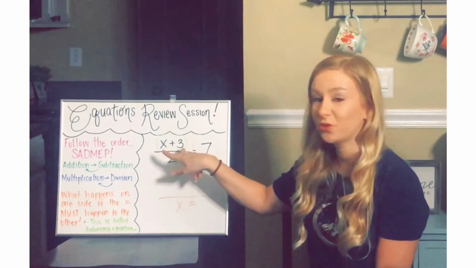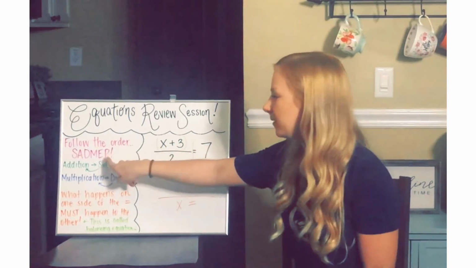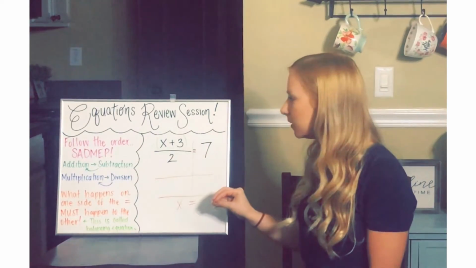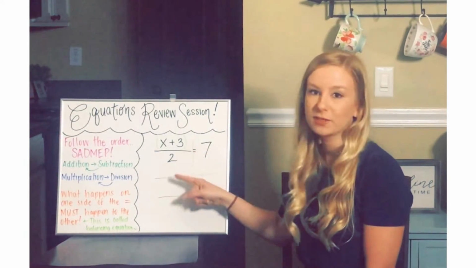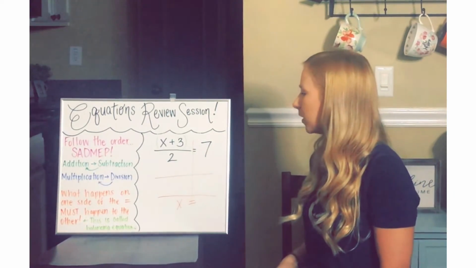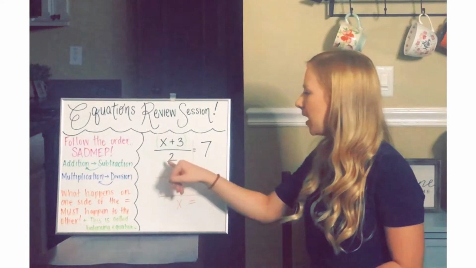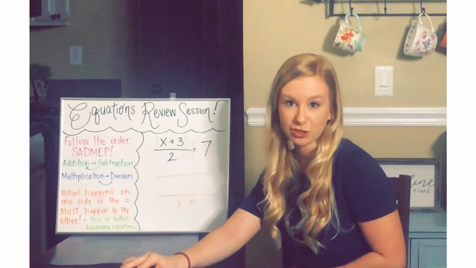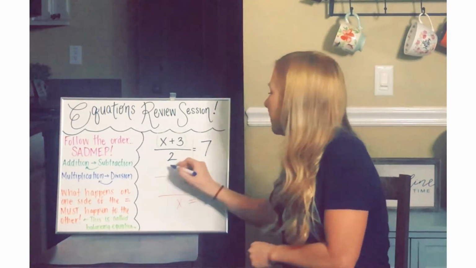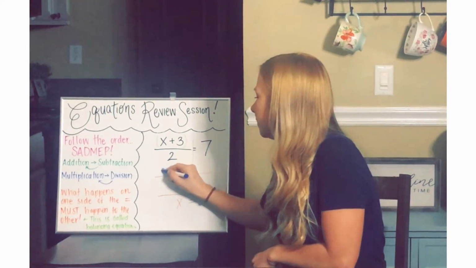And because these two are in the parentheses, that means we're going to undo our addition last this time. I know that's a little crazy, and it's only because they're both on top of the same denominator. So the first thing we're going to do is undo our division, because fractions are really just division. Okay? So we will multiply by 2.